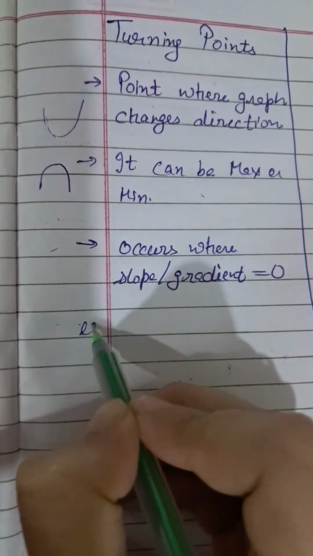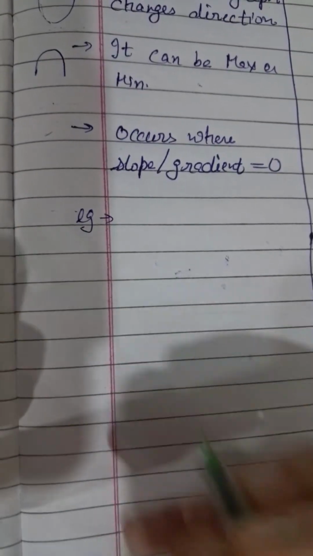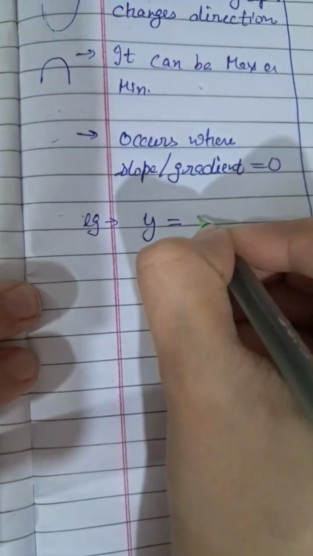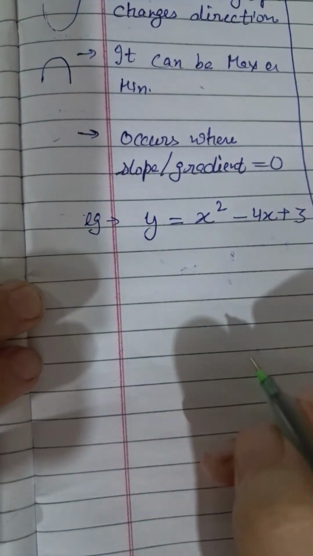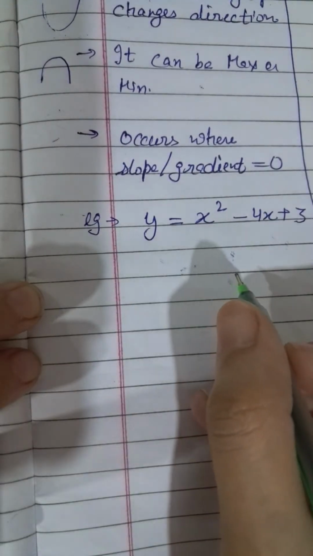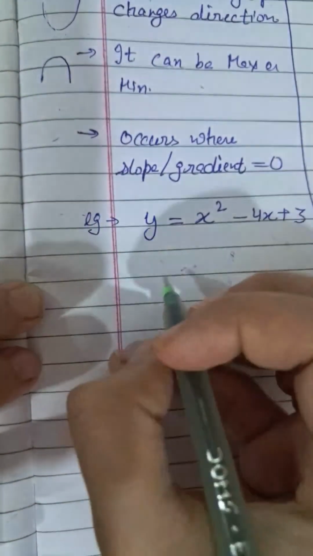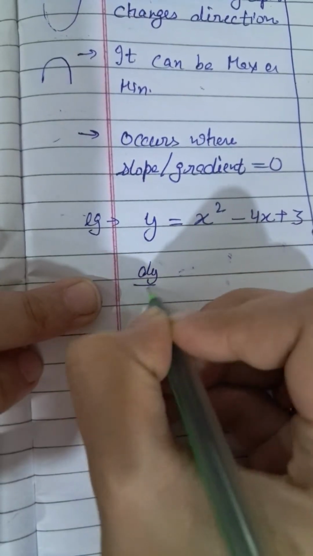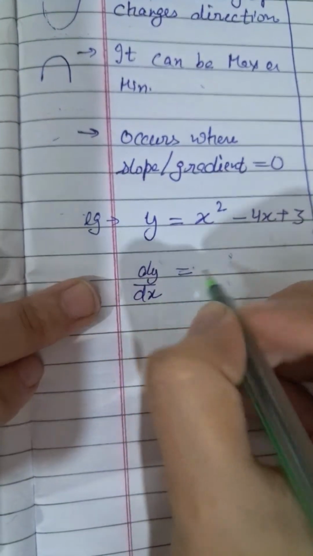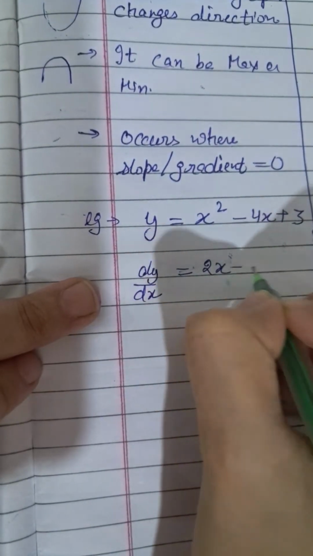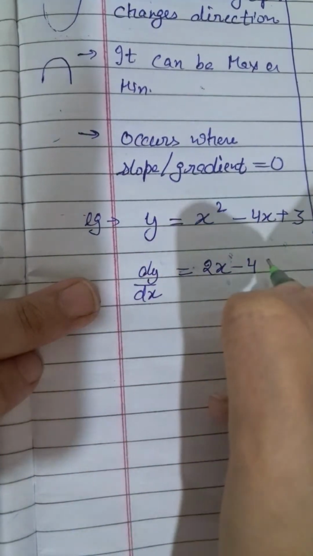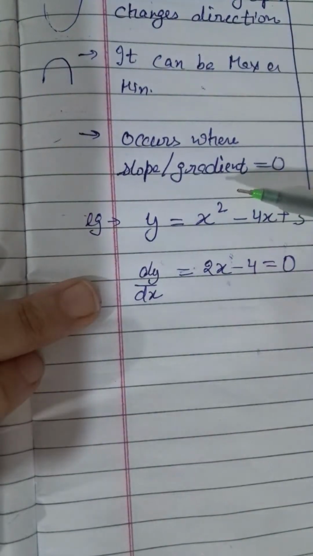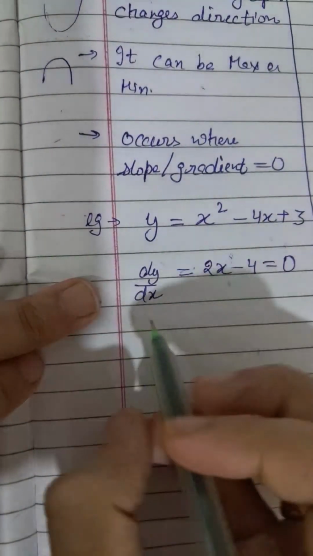Okay, with the help of one example, let's see how you can calculate the turning point. Let's say this is a curve, equation of a curve. Now it's a quadratic equation, so of course it's a parabola. So how do we calculate gradient of a curve? We will have to find the derivative, right? So derivative will be 2x minus 4, and we will see where the gradient is equal to 0. So we have to equate it equal to 0 because the turning point occurs where the gradient is 0.